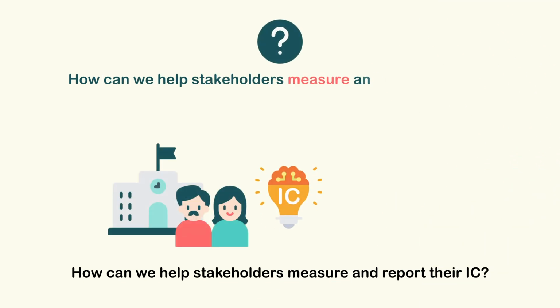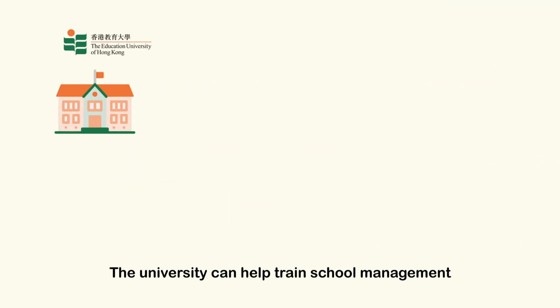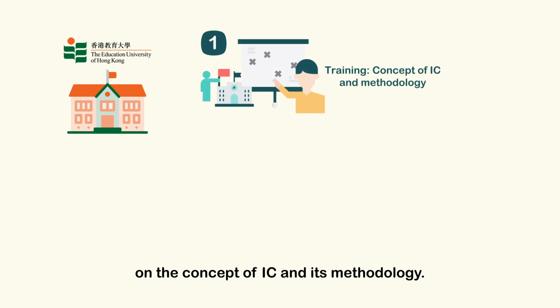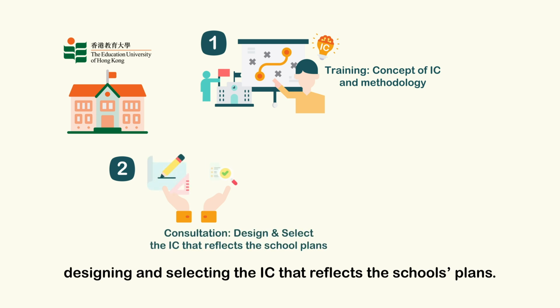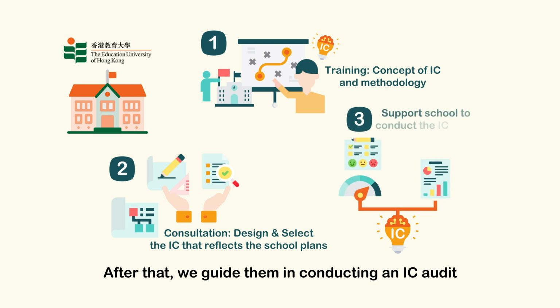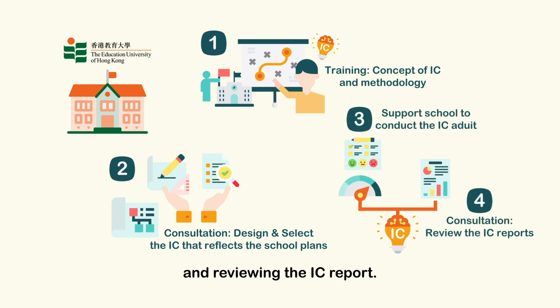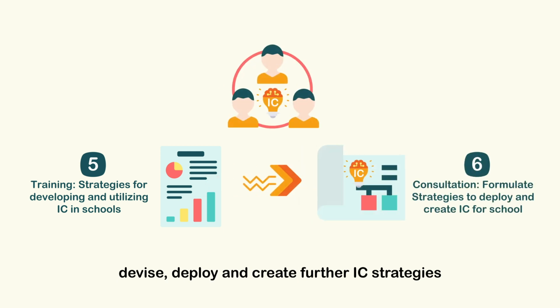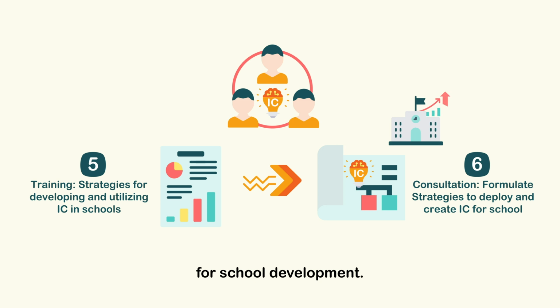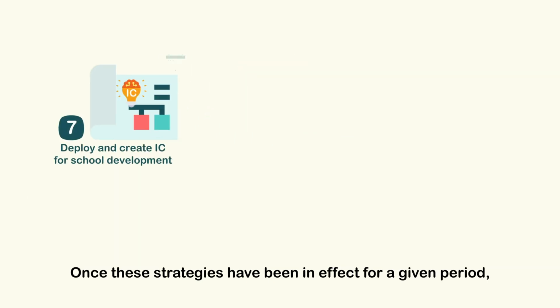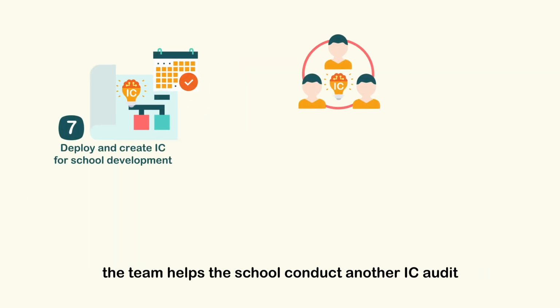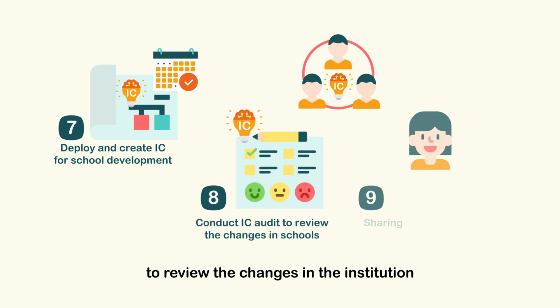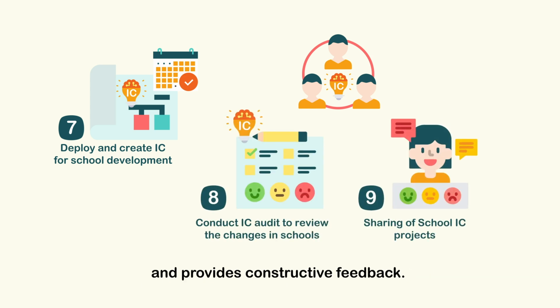How can we help stakeholders measure and report their IC? The university can help train school management on the concept of IC and its methodology. It then helps facilitate them in designing and selecting the IC that reflects the school's plans. After that, we guide them in conducting an IC audit and reviewing the IC report. Based on this report, the project team helps schools devise, deploy, and create further IC strategies for school development. Once these strategies have been in effect for a given period, the team helps the school conduct another IC audit to review the changes in the institution and provides constructive feedback.